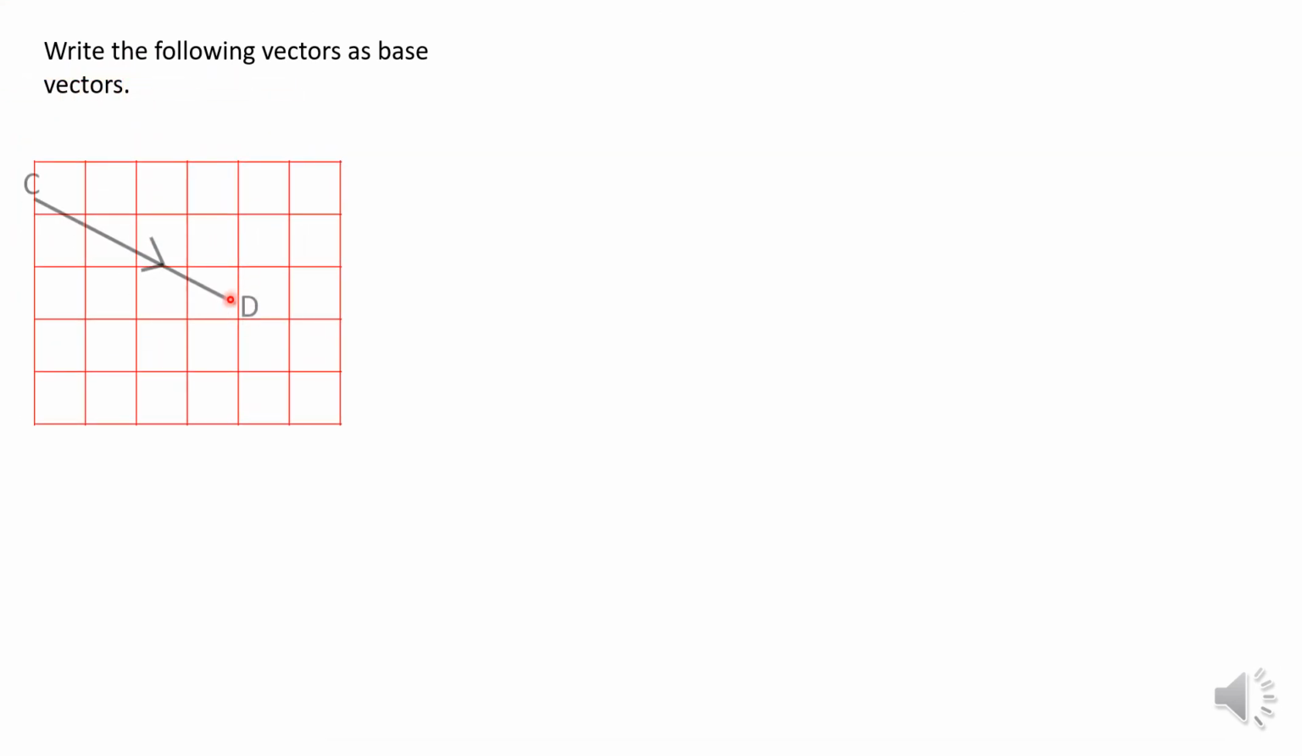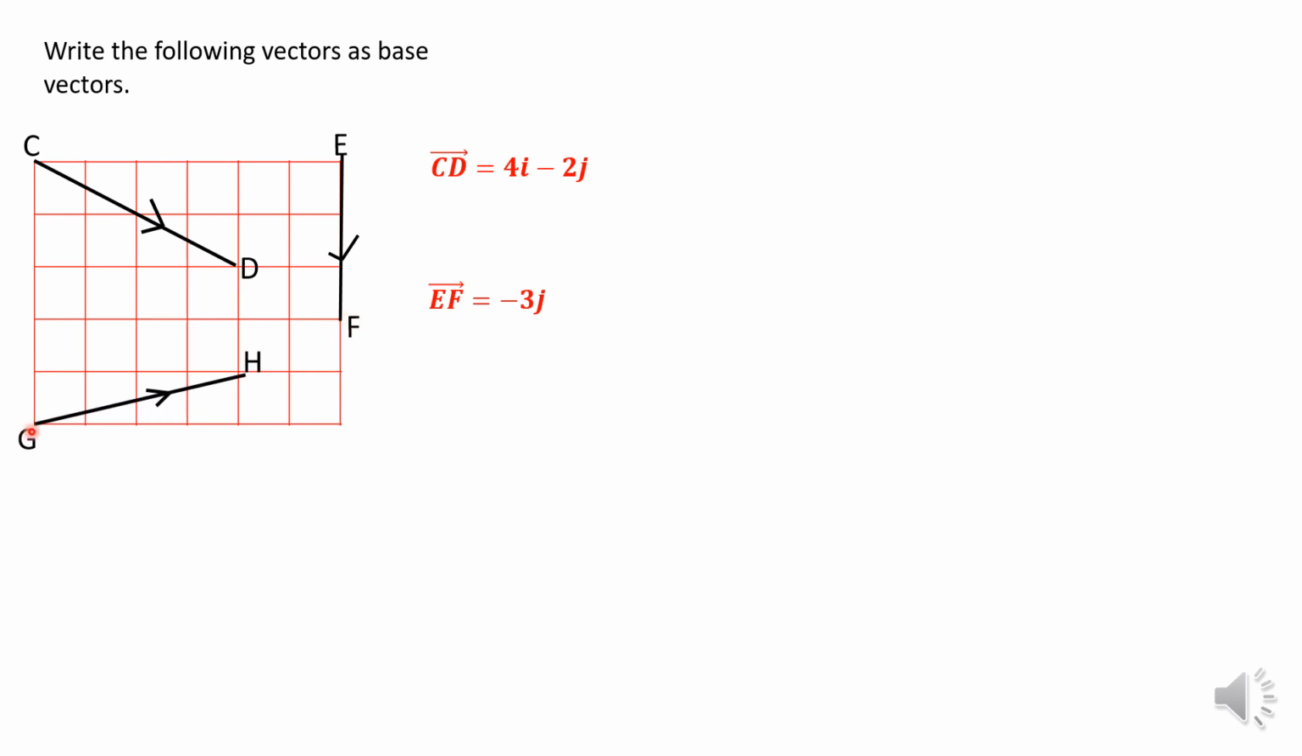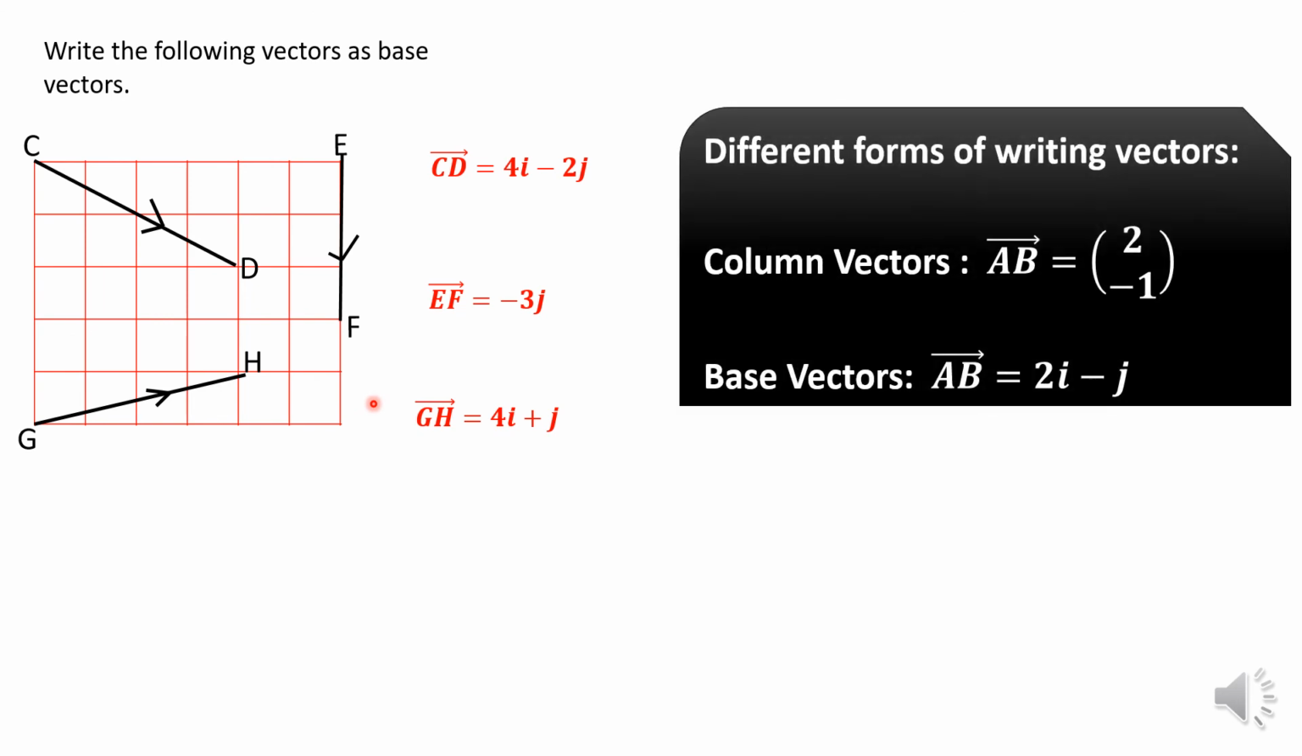Right, so let us take just a small example where we are going to write the following as base vectors. So from C to D, when you look at the position that you go, it's 1, 2, 3, 4 for i, and -2 down for j. So C to D will be 4i minus 2j. And when you do E to F, for example, now you do not have a movement in terms of your i, but you definitely have a downward movement in terms of your j, and that is -3. And lastly, if I bring one from G to H, when you count, it's 1, 2, 3, 4 for i, and 1 up for j.